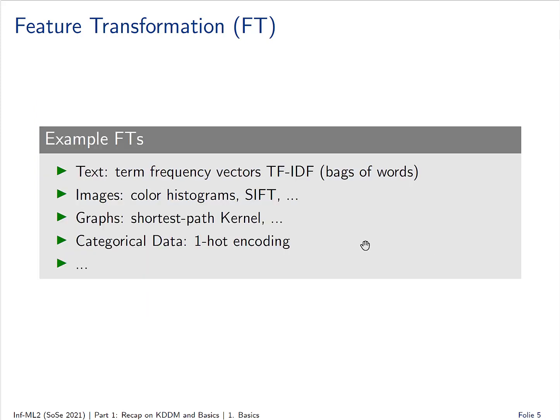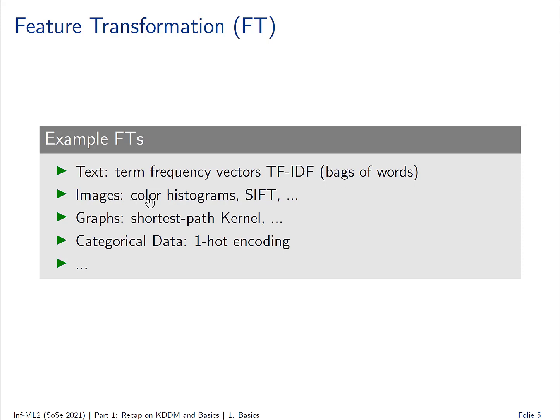And here are some examples that you probably already know. So text, what can be done with text? Well, you can transform text into so-called TF-IDF vectors. So they are basically term frequency vectors. TF is term frequency. So you just simply count for each possibly occurring term the frequency of this term in a given document. Yeah? So then you can transform each document of a collection of documents into a high-dimensional feature space. That is the so-called bag of words approach.